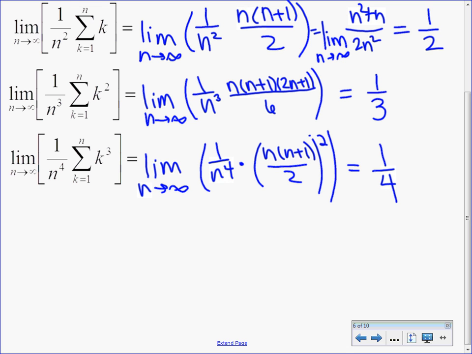Now, let's actually use these all together with finding the area under the curve. Oh boy.